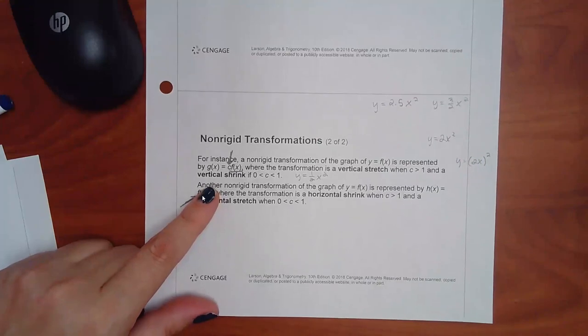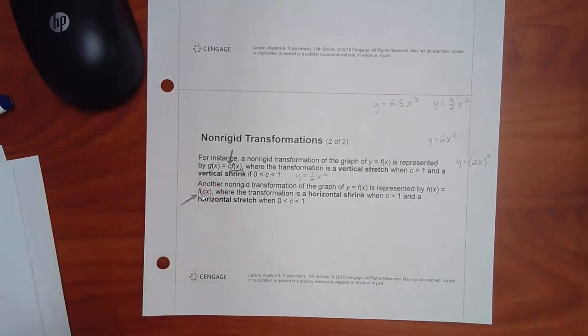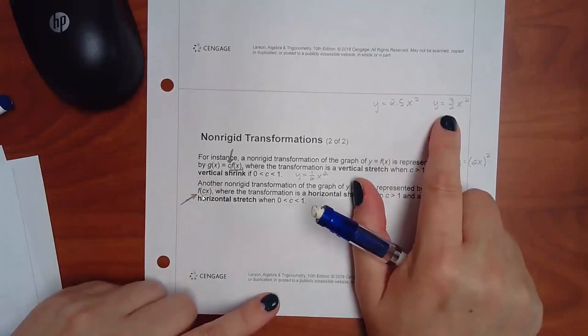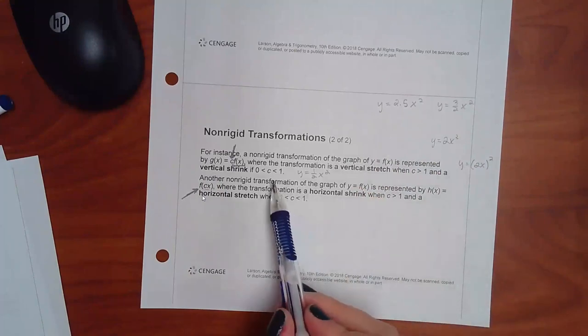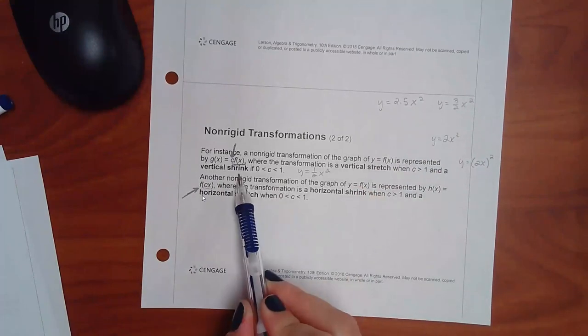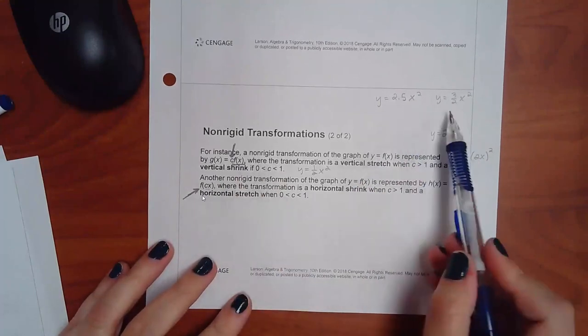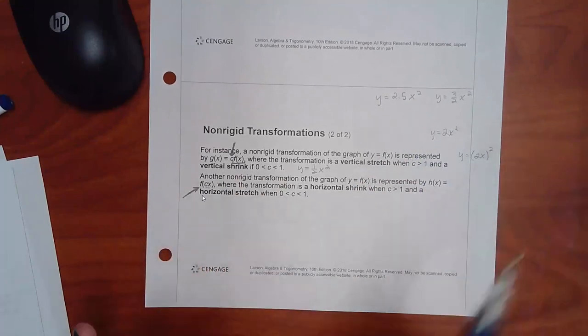Okay, so just be careful. They're kind of in disguise because that looks like a decimal and that looks like a fraction, and you might be real quick to say, oh, it's a shrink because it's a decimal or a fraction, but not necessarily. It has to be less than one for it to be a shrink, okay? So be very, very careful. They don't usually do that to you, but just in case, I wanted to warn you.